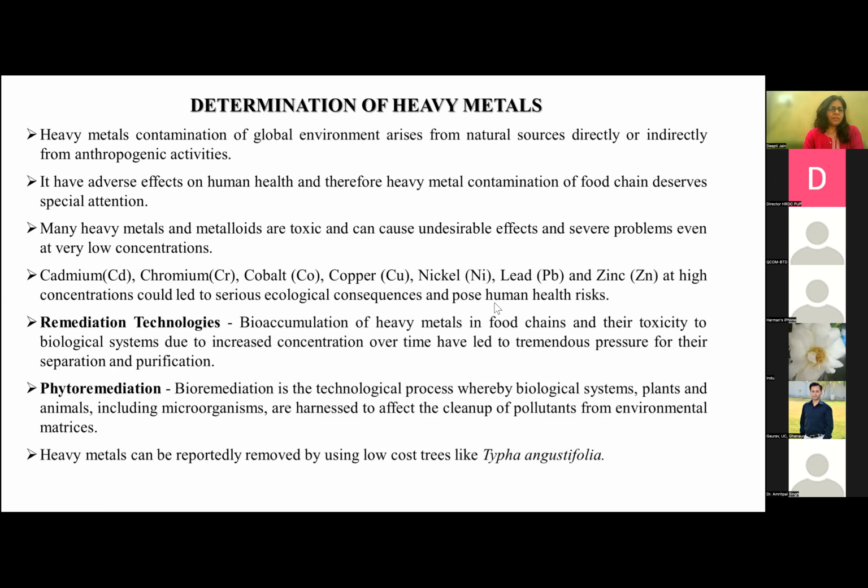So what are the remediation technologies? Bioaccumulation of heavy metals in food chains and their toxicity to biological systems due to increased concentration over time have led to tremendous pressure for their separation and purification. Phytoremediation. Bioremediation is the technological process whereby biological systems, plants and animals, including microorganisms, are harnessed to affect the cleanup of pollutants from environmental matrices.